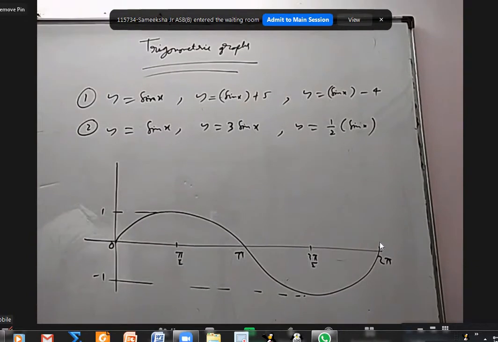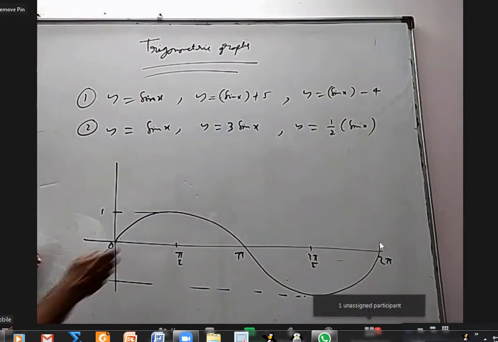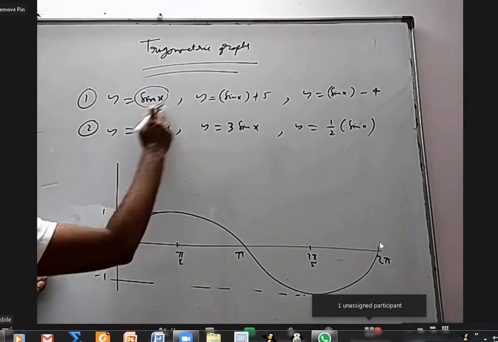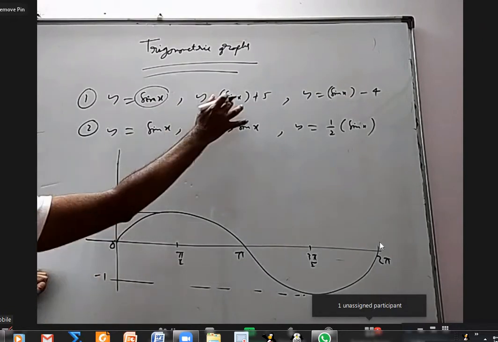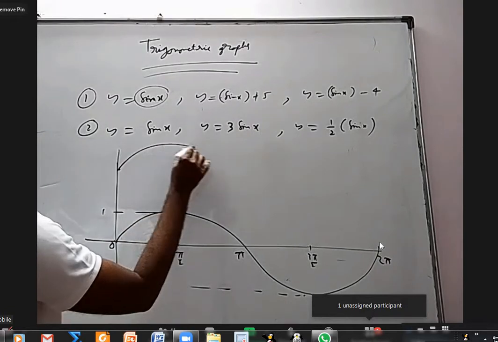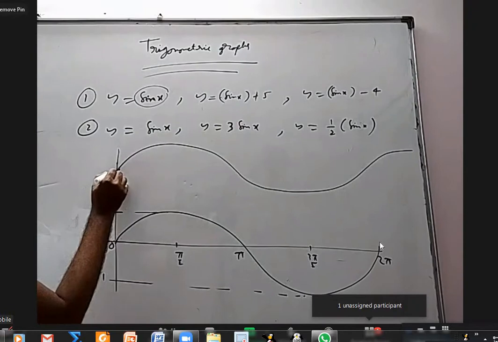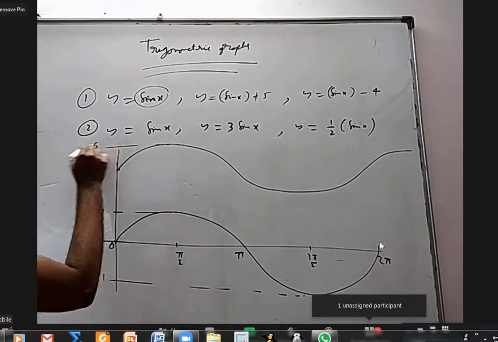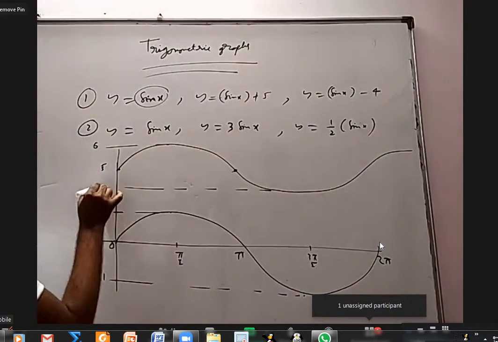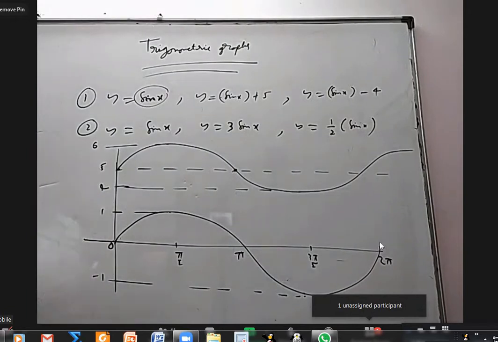Now what happens? I have to add 5. Whenever this reaches 1, this reaches 1 plus 5. Whenever this is 0, this is 0 plus 5, 5. So the graph will be 5 units above. I'll tell you why. When it is 0, it is 5. When it is 1, it is 6. When it is 0, again it is back to 5. Whenever it is -1, at that time it is 4. So the minimum value is 4 and the maximum is 6.